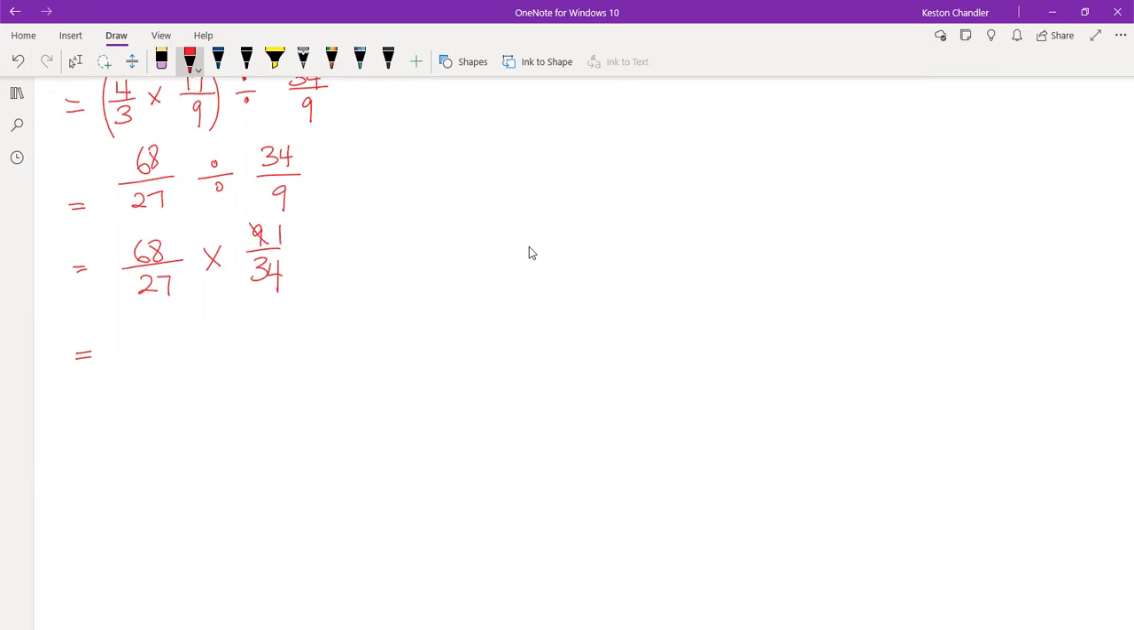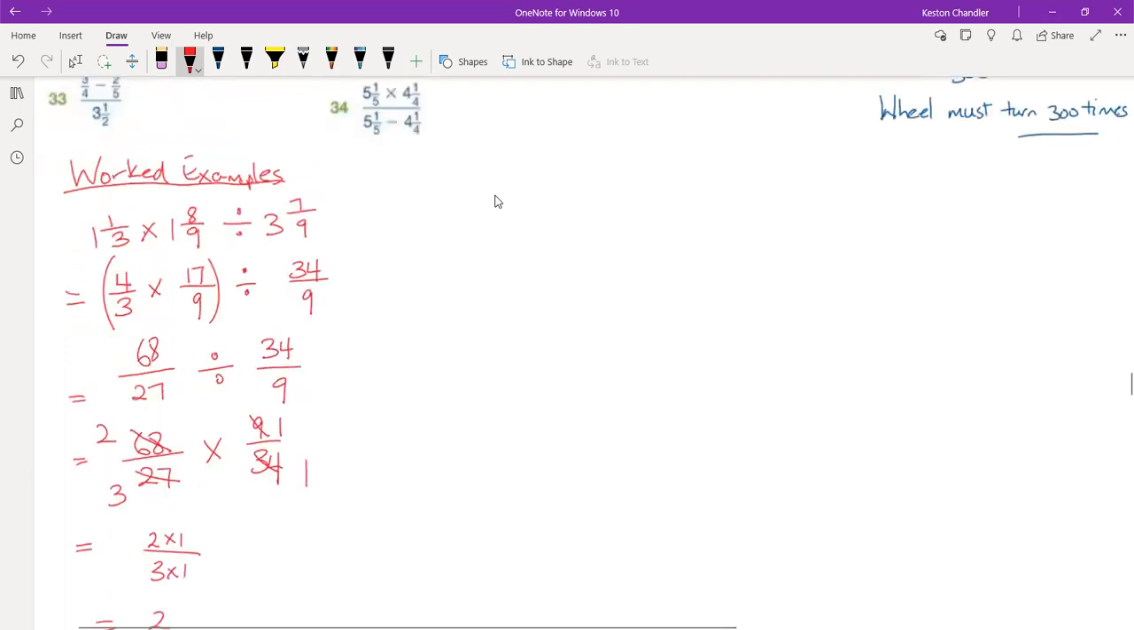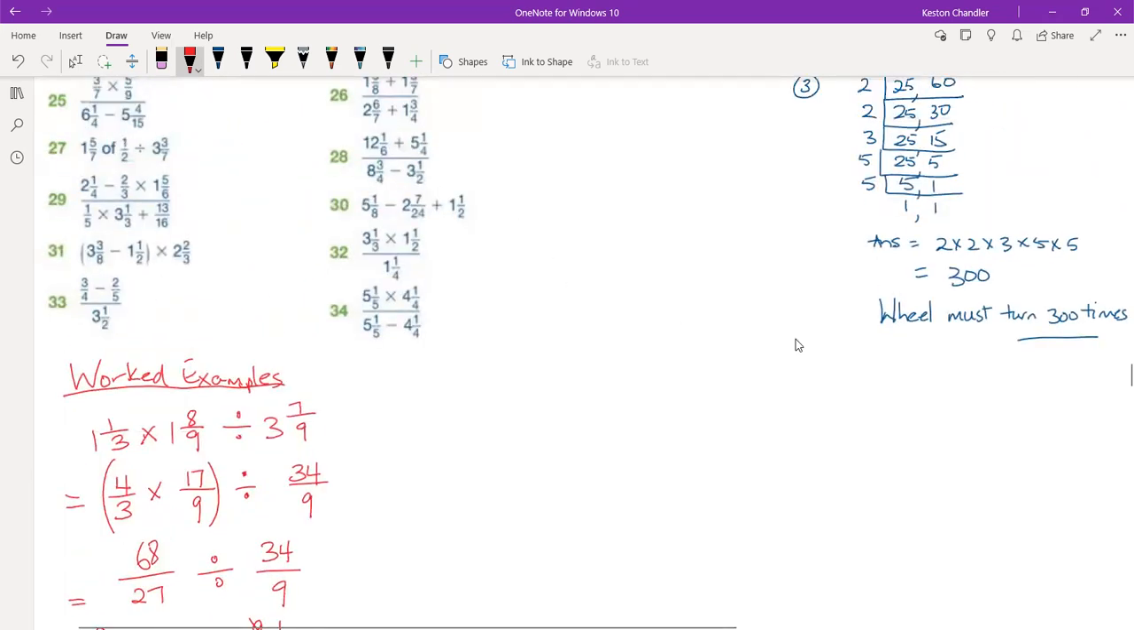9 is going to go into 9 once, 9 is going to go into 27 3 times. 34 is going to go into 34 once, 34 is going to go into 68 2 times. So we get 2 by 1 over 3 by 1, which is equal to 2 thirds. All right, always working down. You're doing it line by line, part by part.